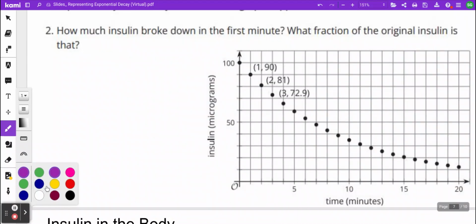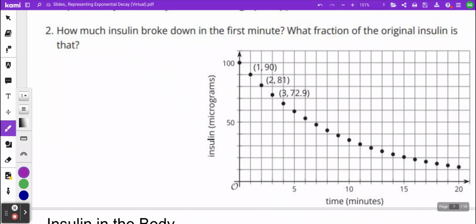So some of the observations you could have made from the graph is that the insulin is starting with 100 micrograms, that we see it's decreasing over time. It looks like it's not linear. This is not a straight line. It looks like it's curving very slowly. The first question we're looking at is how much insulin broke down in the first minute, and what fraction of the original insulin is that?